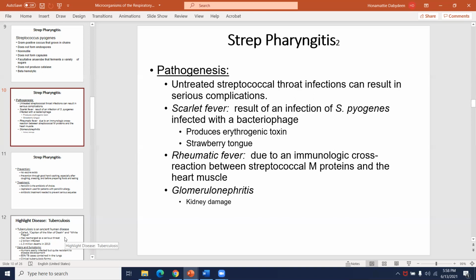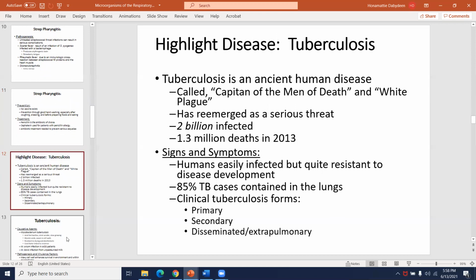All right. And by the way, those antibodies we're talking about, that's where the third line of defense comes in. The other disease I would like to focus on is tuberculosis. A lot of you might have heard of TB.